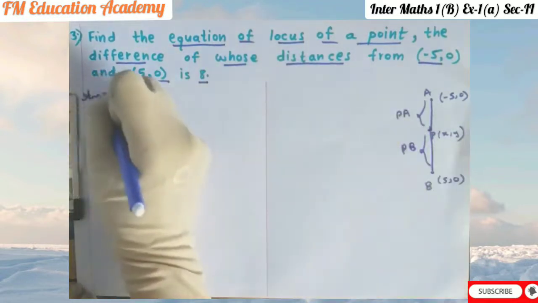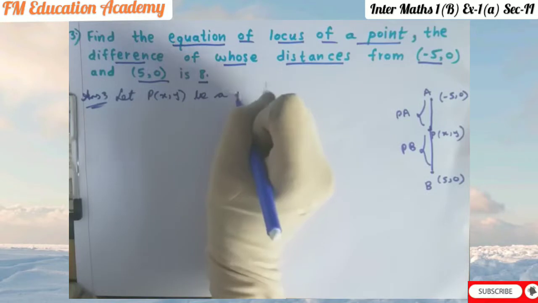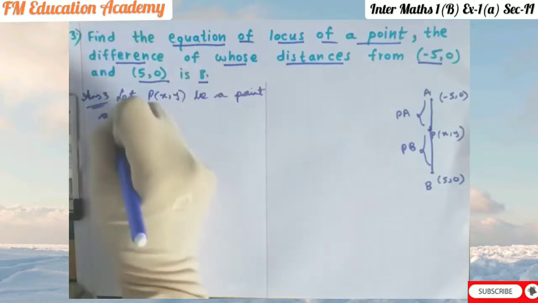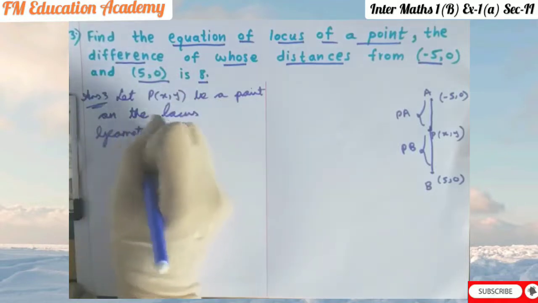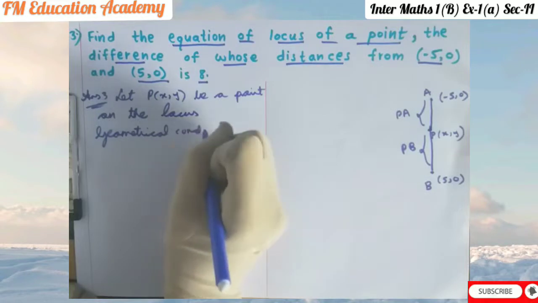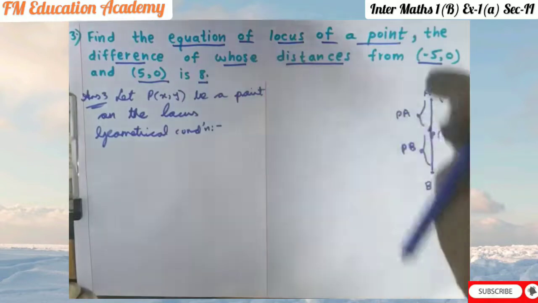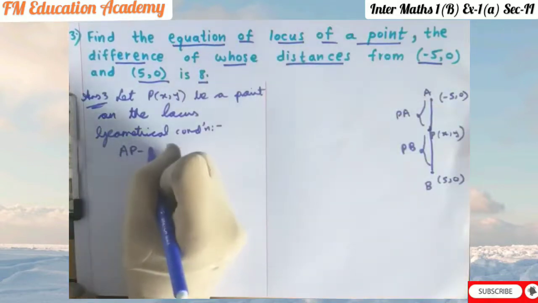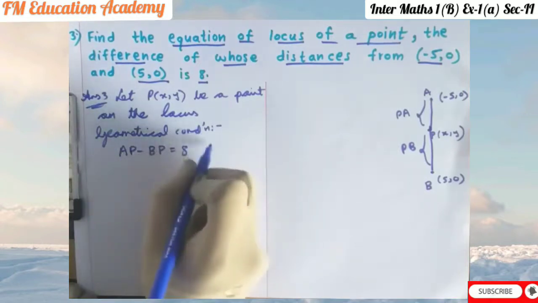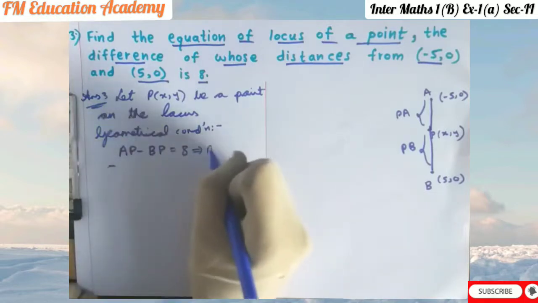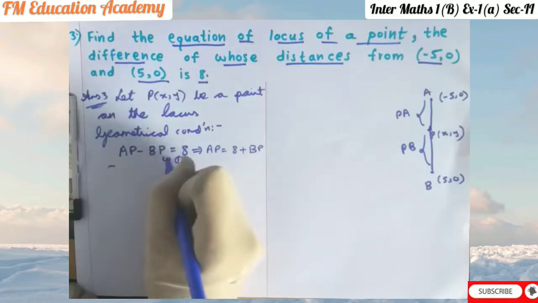So answer 3. First step, let P(x, y) be a point on the locus. The geometrical condition given is PA minus PB is 8, we can write AP minus BP is equal to 8. What we can do here? We can send this minus BP that side. So it becomes AP is equal to 8 plus BP. Now this is our equation 1.